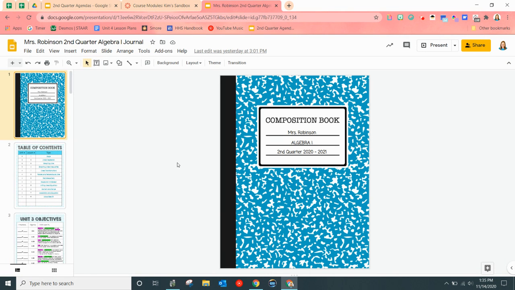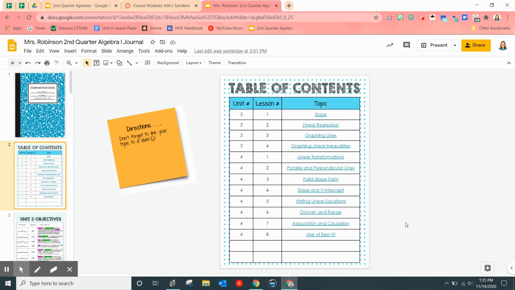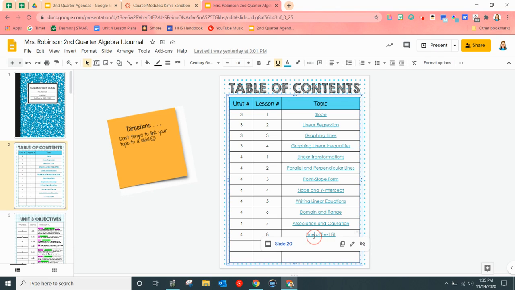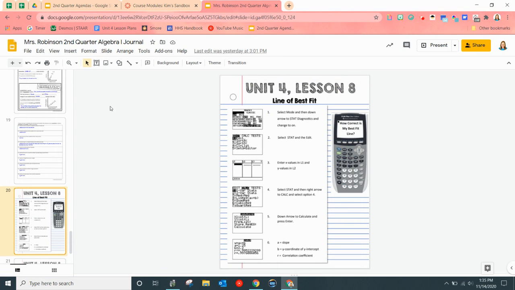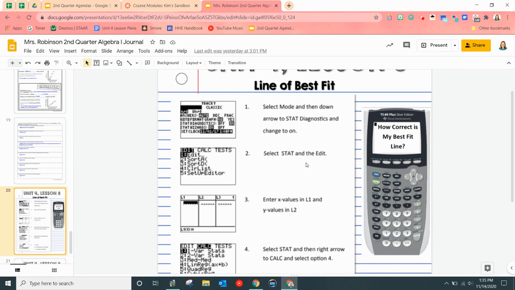So if you need to, pause the video now, find your Algebra 1 journal and open it up. Here is your table of contents. This is the last entry for Unit 4. Unit 4, Lesson 8, line of best fit, and it should be linked to slide 20 in your journal. So I'm going to zoom in here. So you will need your TI calculator for this.